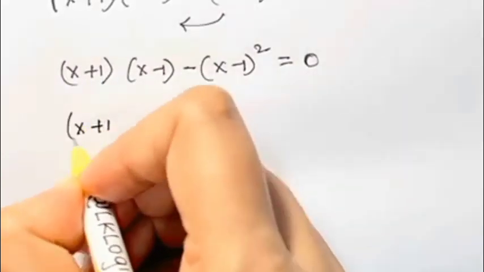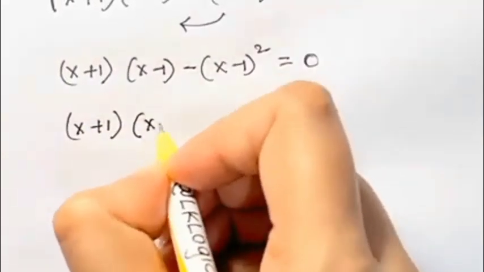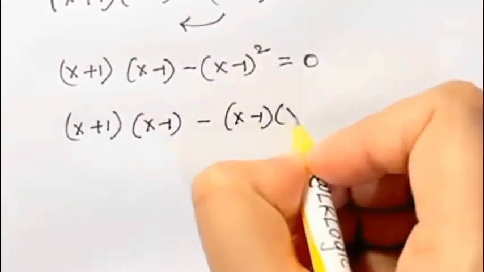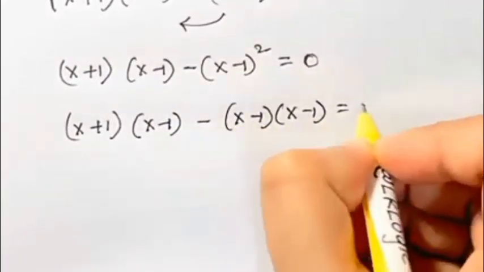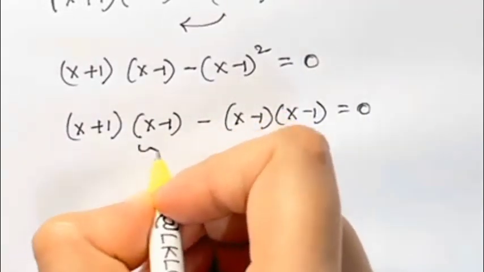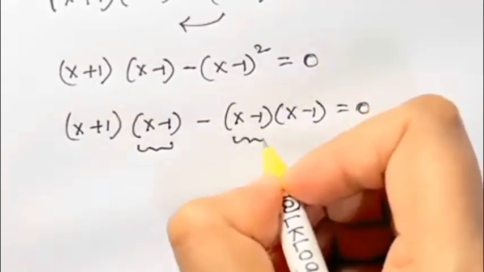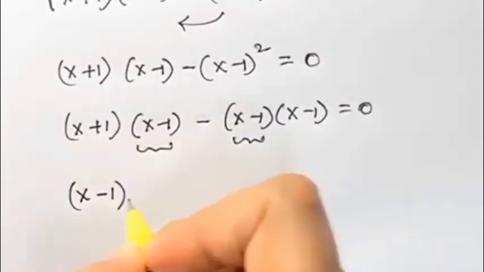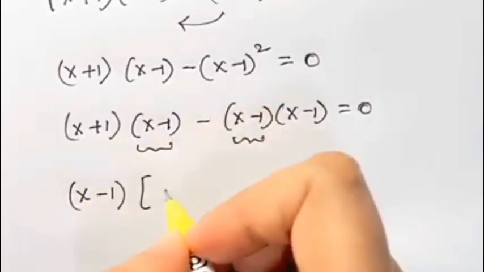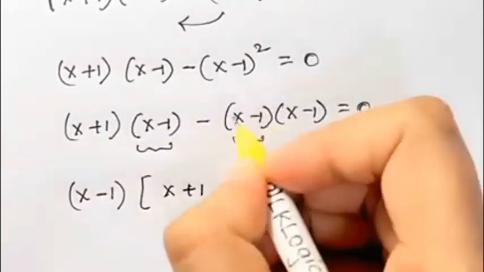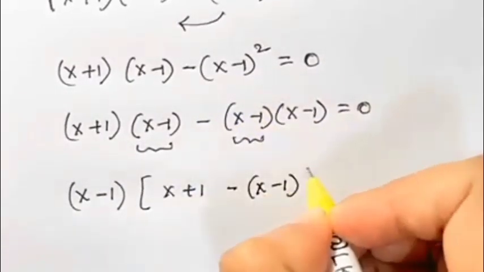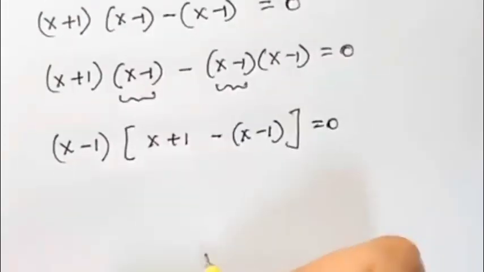(x + 1)(x − 1) − I can write it as (x − 1)(x − 1) = 0. Now, I have x − 1 here, I have x − 1 here. Let me take it out common. So, x − 1, if I take out common, what am I left with? x + 1 minus (x − 1) is equal to 0.